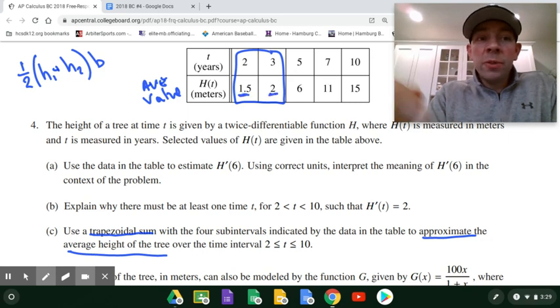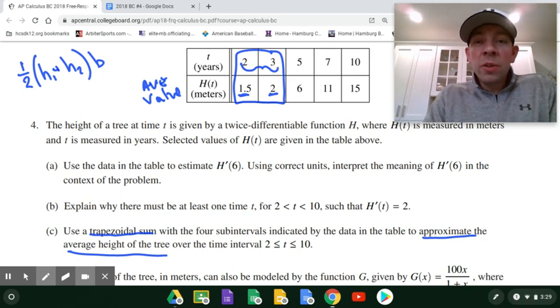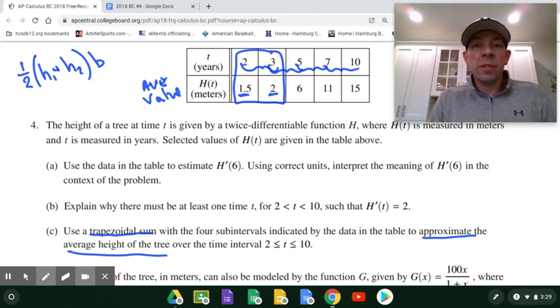So I'm going to add those together, and then I'm going to multiply their average by the width of the base, which is the width between the 2 and the 3. So this base is going to be a 1. But you'll notice as we go through, the bases do change. From 3 to 5, the base is going to be 2. From 5 to 7, the base is going to be 2. From 7 to 10, the base is going to be 3. So don't assume that those bases are always going to be the same.